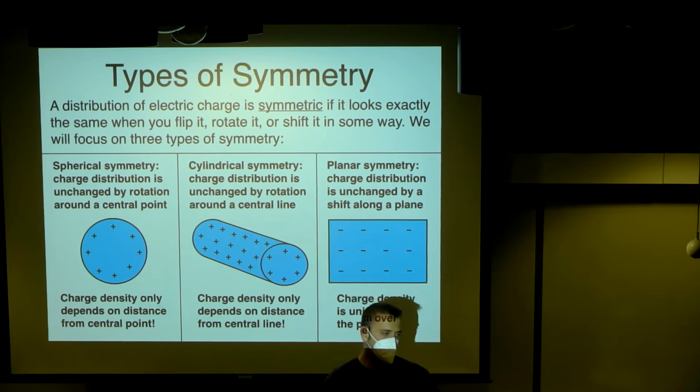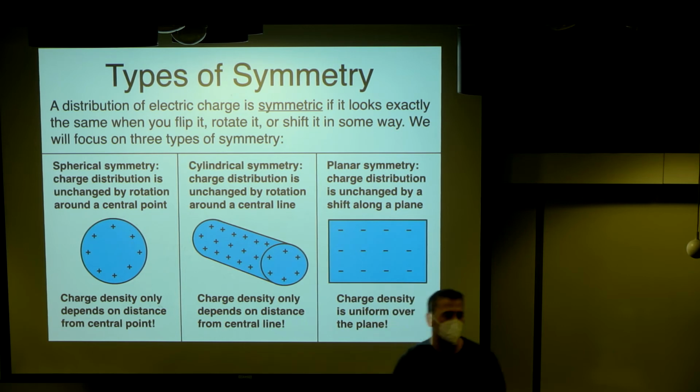So the example I'm showing you here is just a cylinder where we have positive charge evenly spread out over the exterior of it, right? And you can imagine if I were to rotate that in any direction this way around that central line, it would still look exactly the same. And that's why it has that type of symmetry. Okay, that's what it means.